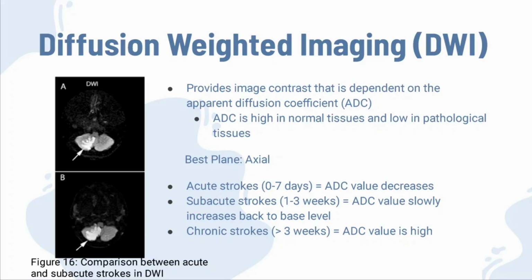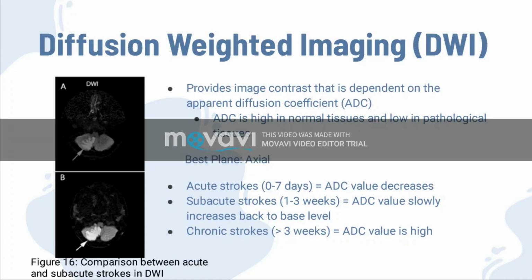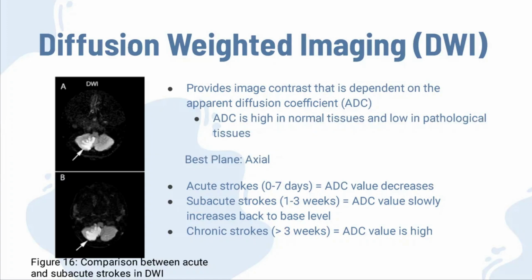In MRI images, the radiographic appearances look different depending on the timing of the post-stroke onset. In image A, you see a patient with an acute stroke. The ADC value decreases below normal and has maximum signal intensity. In image B, the patient has a subacute stroke. The ADC value begins to rise and return to baseline level, which results in the signal slowly becoming less hyperintense.